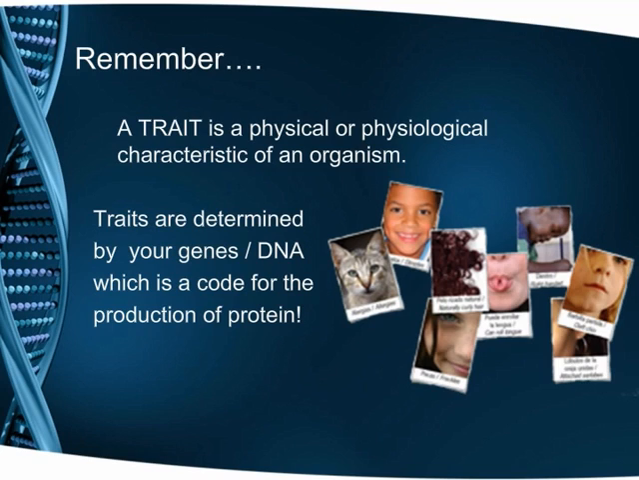So traits are things like your eye color, your hair color, whether or not you have dimples, whether or not you can roll your tongue. All of these types of traits, all of these types of characteristics are traits. Traits are also things like your blood type, a physiological characteristic, something that you can't see by looking at you, but which is something that is part of who you are.